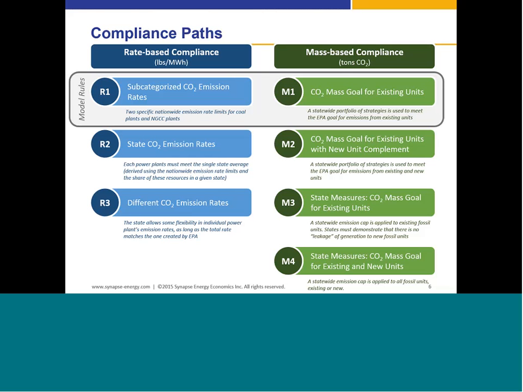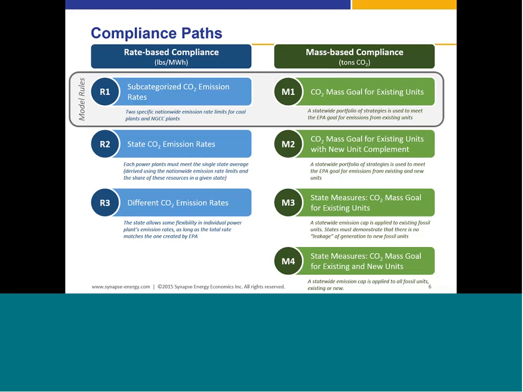They have to possess one of these emission allowances for every ton of CO2 emissions that they actually produce at the plant. Under M2, it's pretty similar, but this time EPA has developed a slightly different target that includes emissions from new plants added to meet electric load in different states.